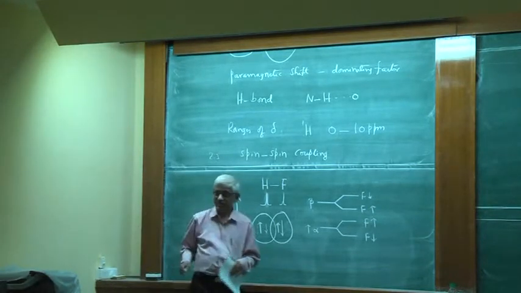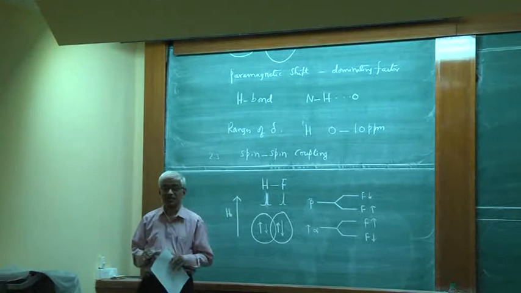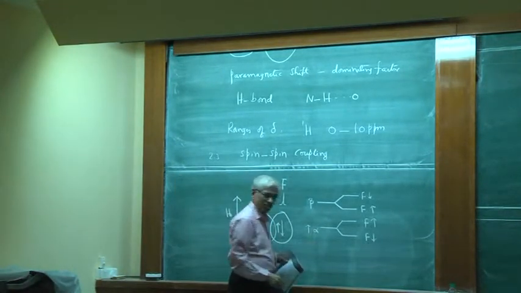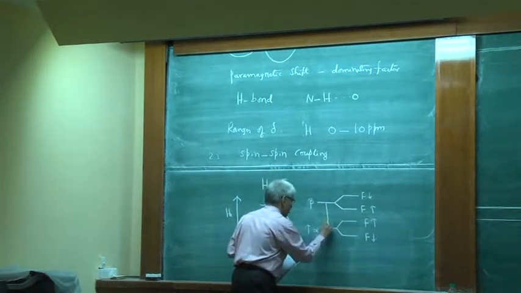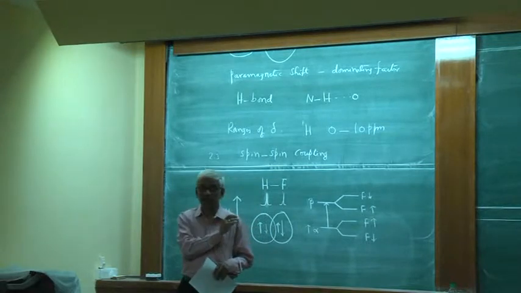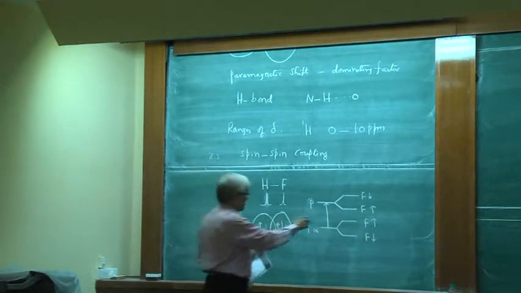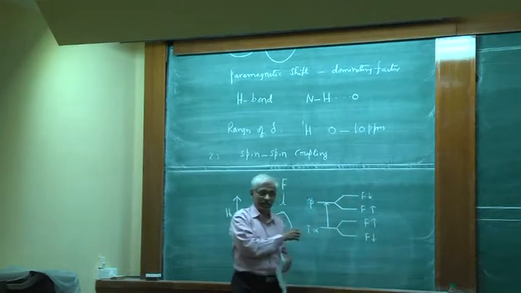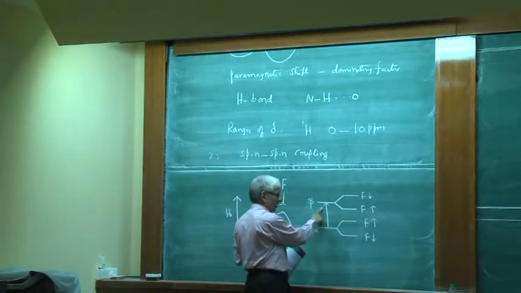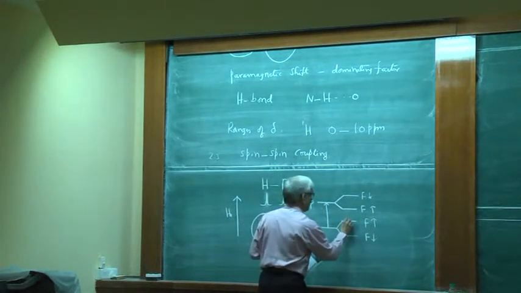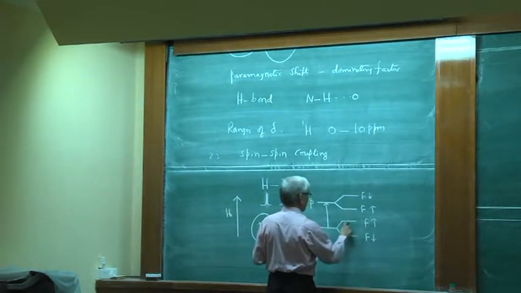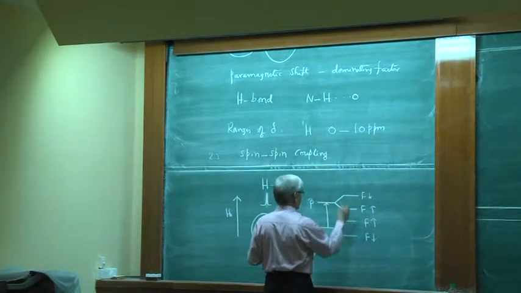So now you have four energy levels. Correct? So what are the transitions possible? I had this transition from here to here. I am talking about the transition of proton only. I am looking at what the orientations of the F spin are. So what are the transitions possible? I must go from the alpha to the beta, from here to here.